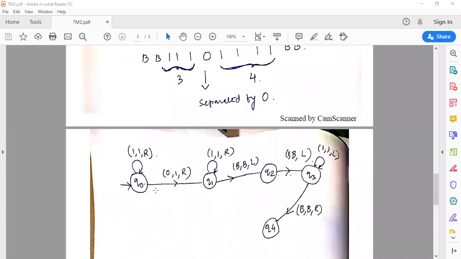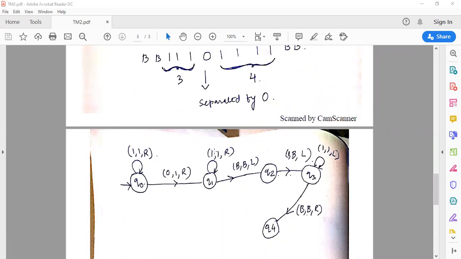So now we'll just quickly go to the transition diagram of this particular problem. As we can see, we are starting at Q0, and on getting a 1, we keep the 1 intact. We move towards the right. We have already seen that. And once we get a 0, we are going to change the 0 to 1, and we continue moving to the right. And we change the state, we are coming at Q1.